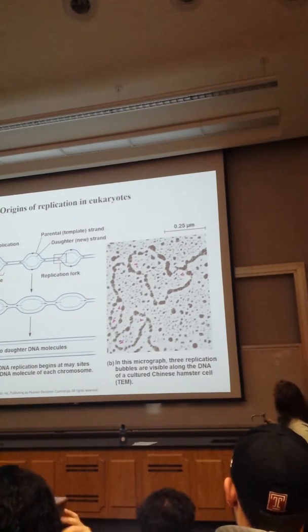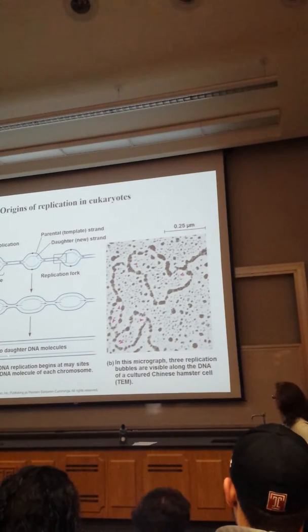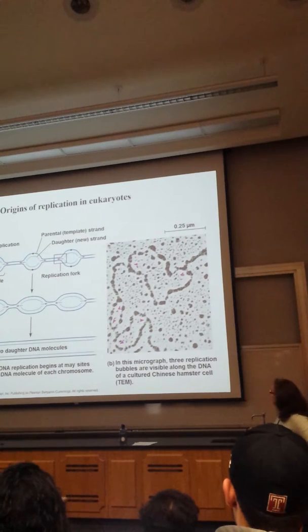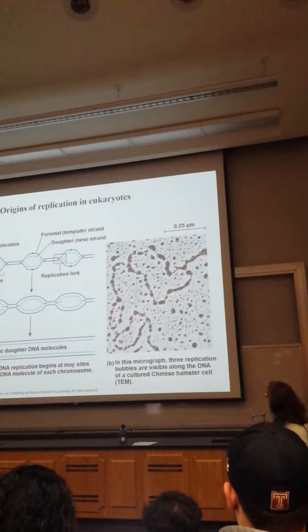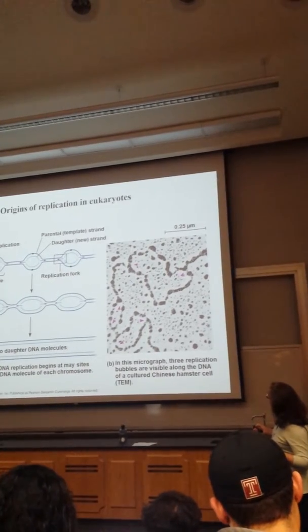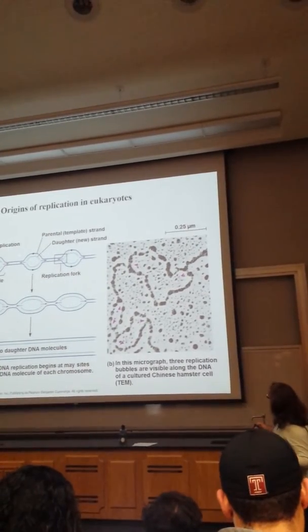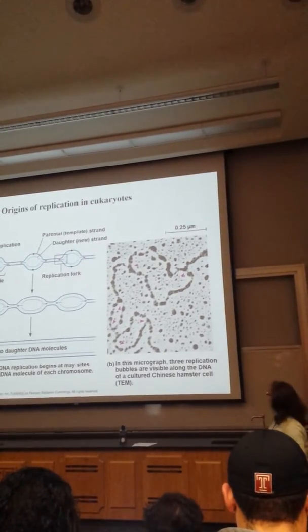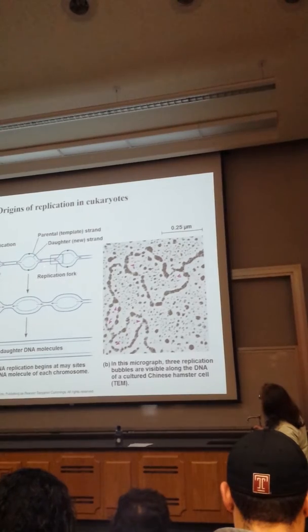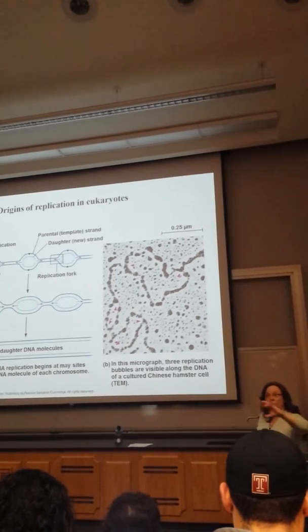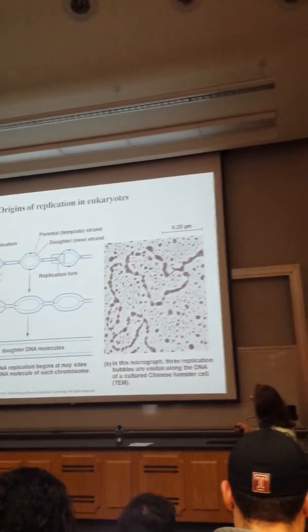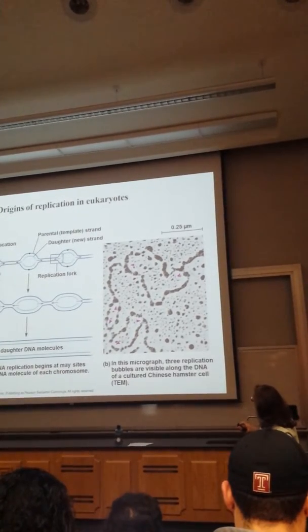It's a little bit easier to actually look at the process with the diagram as opposed to the electron micrograph. What you see here is during S phase, there will be what are called replication bubbles that will open up along the length of our chromosomes. These replication bubbles actually open up in regions that are called origins of replication.